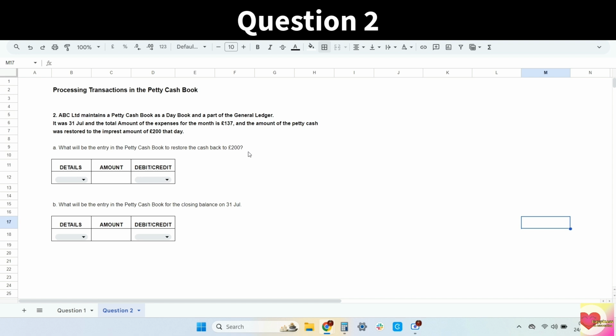And before we answer that question, again, let's imagine this side is your blank paper and let's draw a petty cash account.